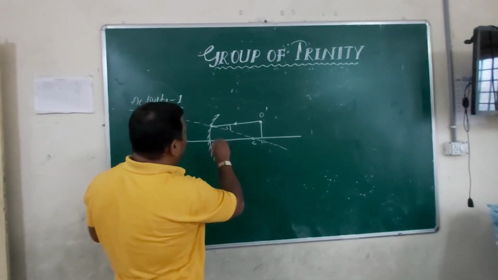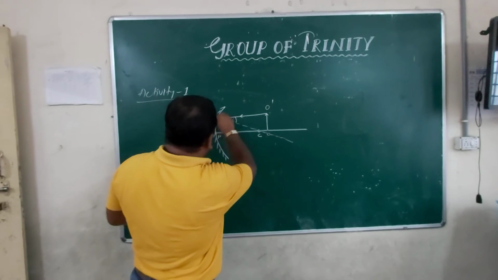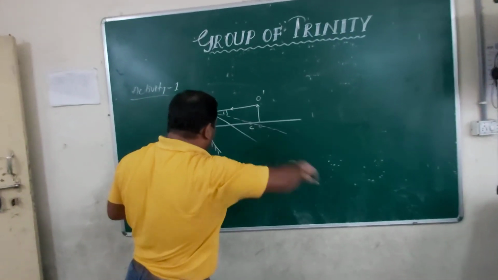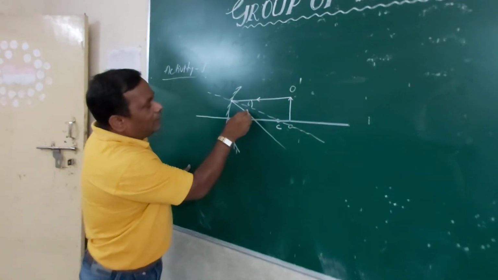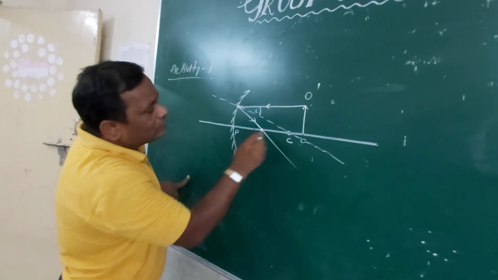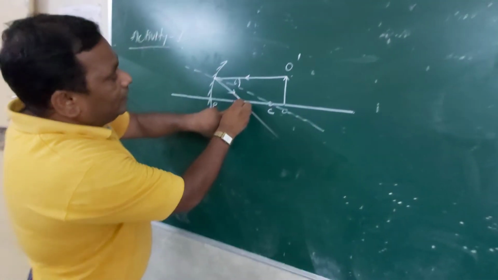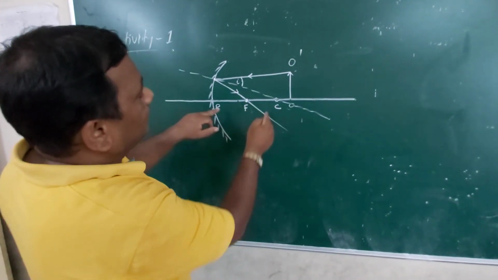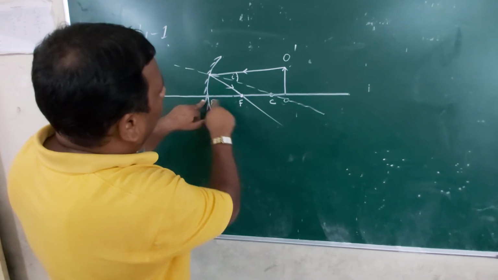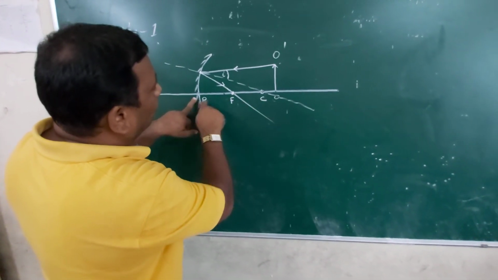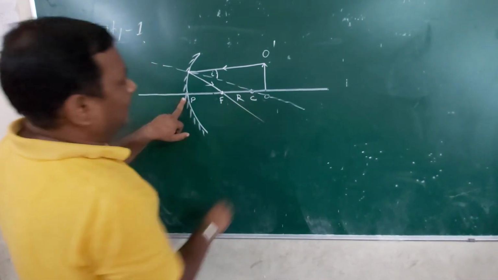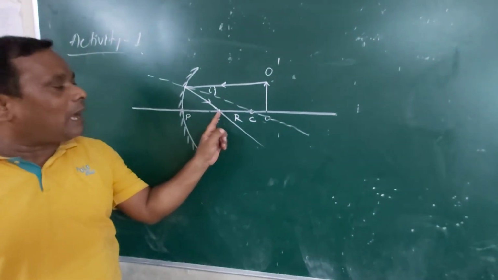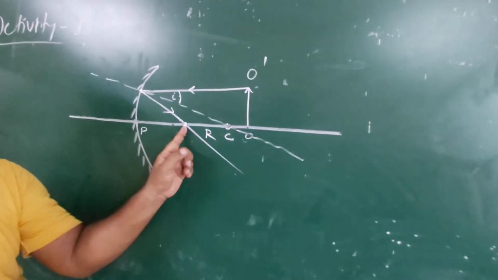I already taught you. Next, you have to draw the angle of reflection on the reflected light ray, right? This is the reflected light ray. When the reflected light ray intersects here, this is called the focus, right? When the reflected light ray intersects the principal axis, then this point is called the focal point. Clear? So, the focal point.